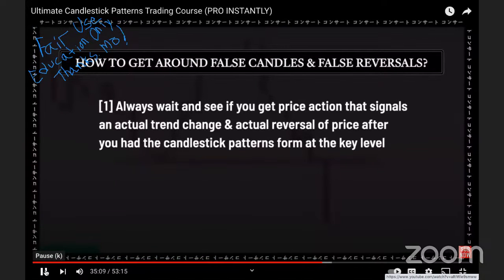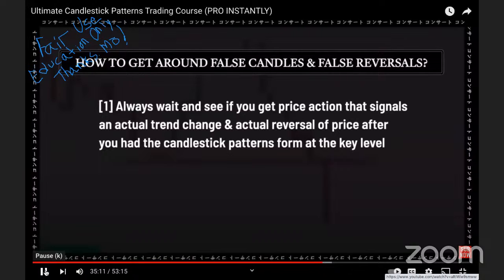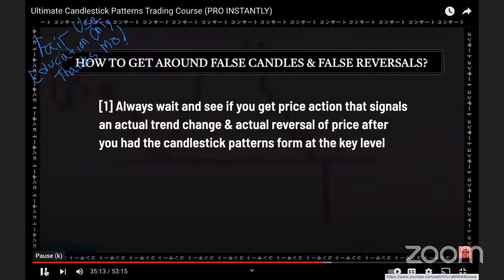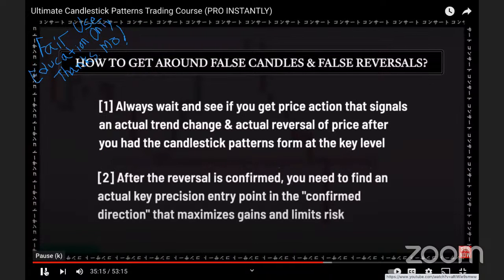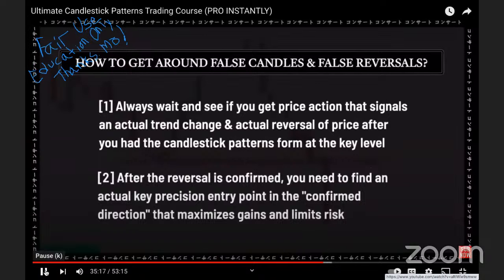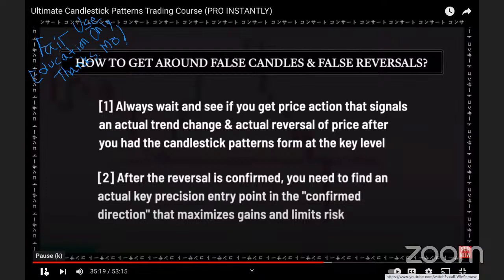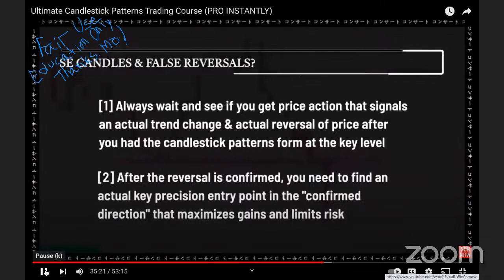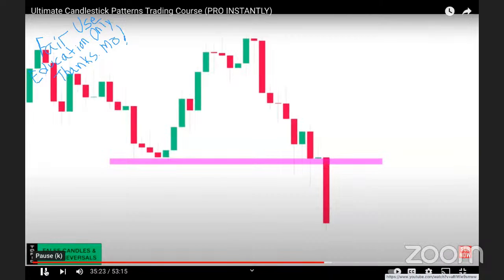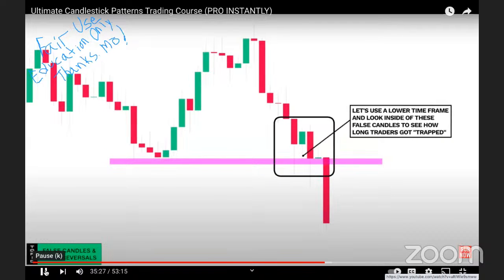1. Always wait and see if you get price action that signals an actual reversal of price. And 2. After the reversal is confirmed, you need to find an actual key entry point that maximizes gains and limits risk. So let's pull up a lower time frame, specifically the 1 hour time frame, to see where the candlestick patterns formed here to show you how everyone got trapped.